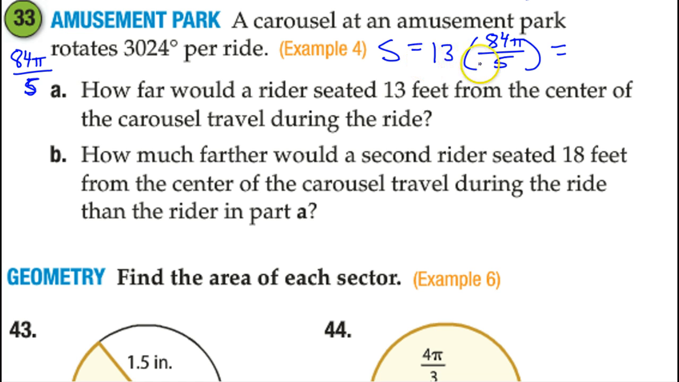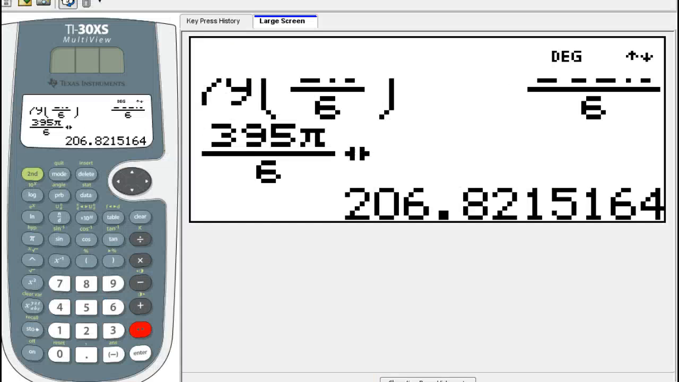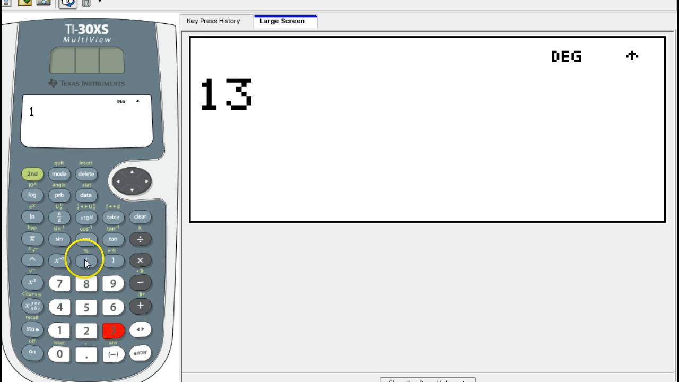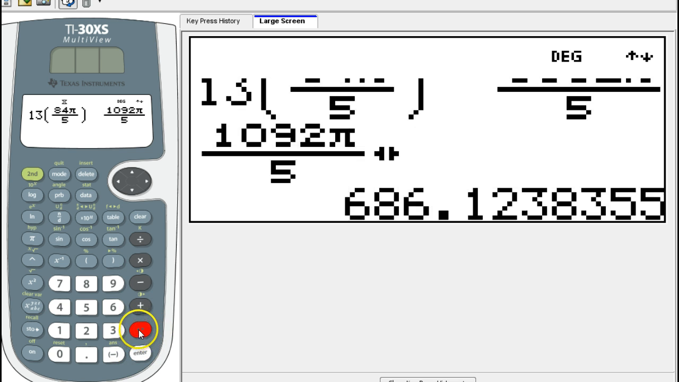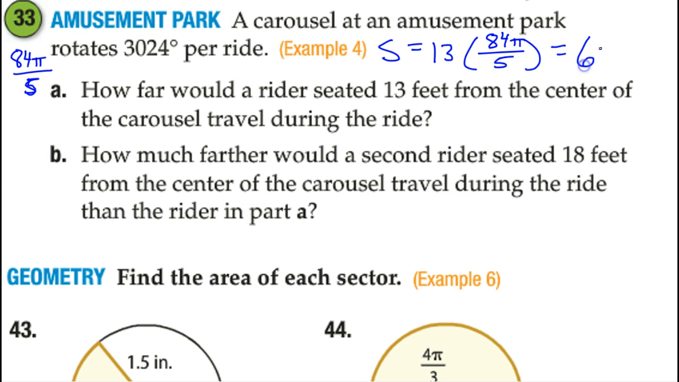So the arc is going to equal the radius times the angle. The radius is that 13 feet, and the angle is our 84 pi over 5. That looks like an S, doesn't it? Okay, I'm just going to go straight to the calculator and do this whole nearest tenth business. Okay, 686.1 feet. That's how far this person travels during a single ride.